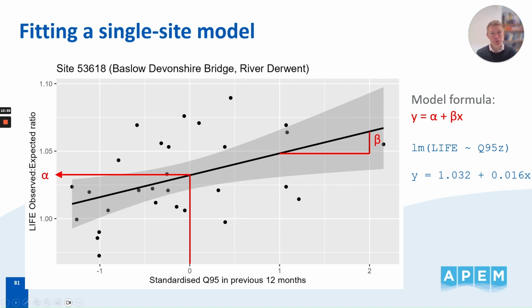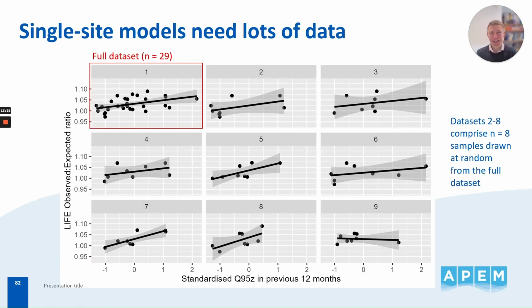So just as a little bit of a cautionary tale, on this next slide I've done a very simple simulation exercise. In the top left-hand corner, you can see we've got the full data set that we were just looking at, all 29 samples. But in the other 8 data sets here, each is a reduced version of the full data set, where I've randomly selected 8 samples from the full data set. So these 8 reduced data sets essentially represent the sorts of data that you expect to see from a site which is not as well monitored.